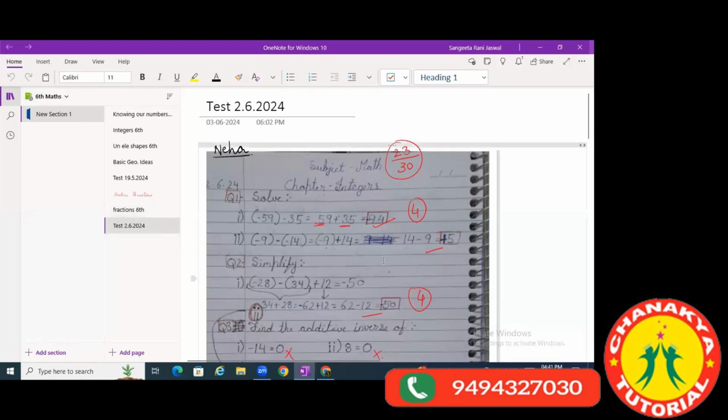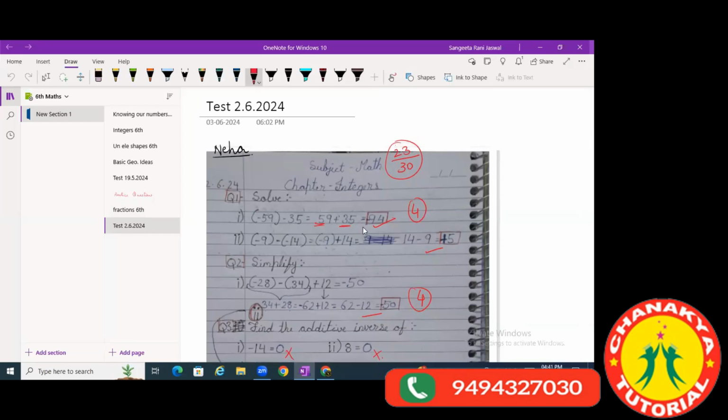So this is your paper. You were saying no to discussing the paper. Yes, ma'am. See here, this is the paper. Neha, your marks are 23 out of 30. Now you can see where you have gone wrong and what you have done correct. So that's -59 -35. Okay, your answer is correct.